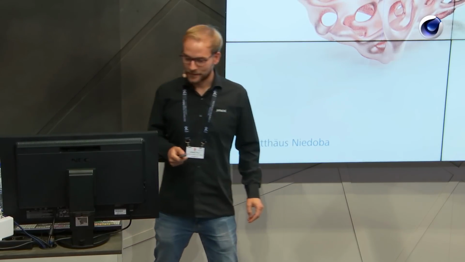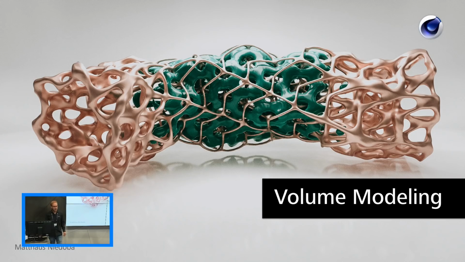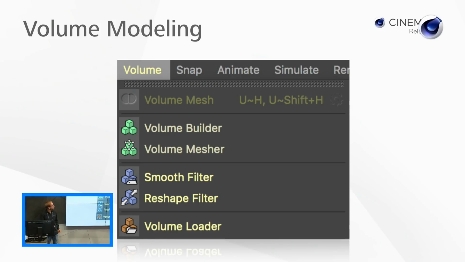Okay, the last feature I want to show you is volume modeling. So we now integrated the OpenVDB library into Cinema 4D and made a modeling tool out of this. So here are the new tools that you have. It's 2 generators, 2 filters, and a volume loader for VDB files.